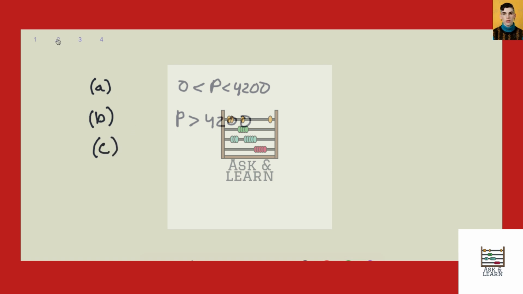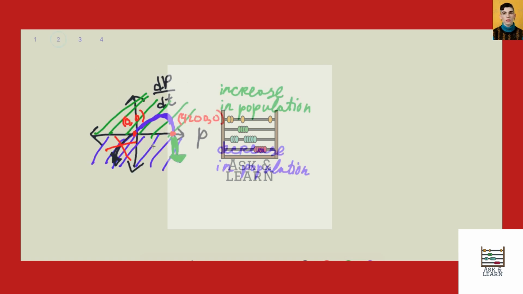And the equilibrium occurs when the derivative is zero. So dp dt is zero, and that occurs at those 2 points, and we already solved for those. That's when P is zero or P is 4,200.